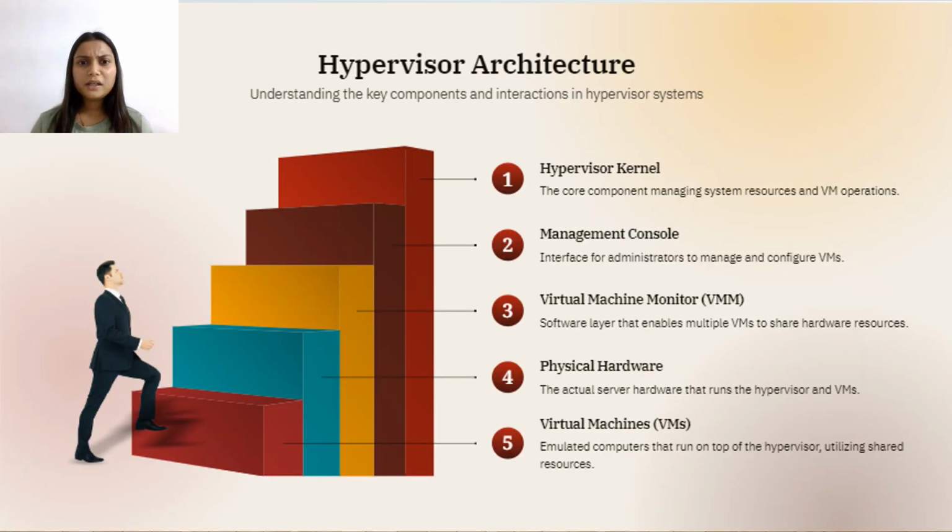Here is some architecture of hypervisors, understanding the key components and interactions in a hypervisor system. First, the hypervisor kernel, the core component for managing system resources and VM operations. Management console, an interface for administrators to manage and configure VMs. Virtual machine monitor, which is VMM, a software layer that enables multiple VMs to share hardware resources. Physical hardware, the actual server hardware that runs the hypervisor and VMs. Virtual machines.